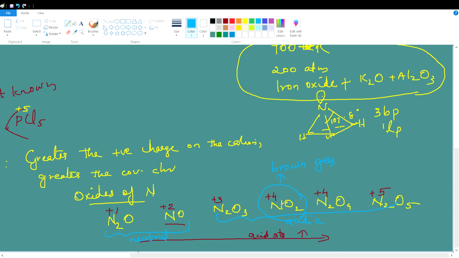This NO2 molecule is paramagnetic because it contains an unpaired electron on the nitrogen atom. This is brown in color. So a NO2 molecule has a tendency to combine with another NO2 molecule and form the compound N2O4. This process is called dimerization. Two NO2 molecules combine and exist as one dimer. This dimer N2O4 is colorless. NO2 is colored; on dimerization it becomes colorless.